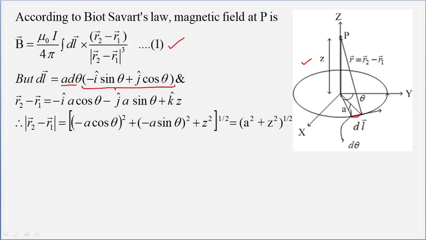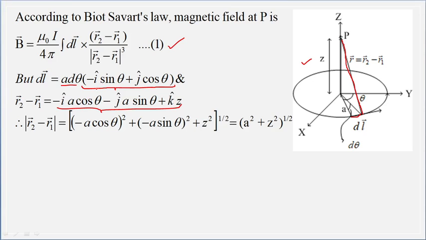Then vector r2 minus vector r1. Again, there is another small derivation, which is not expected from you as per your prescribed textbook. So this one you have to remember: minus i cap a cos theta minus j cap a sin theta plus k cap z. These are the standard equations in polar coordinates, so we are not going to derive it.